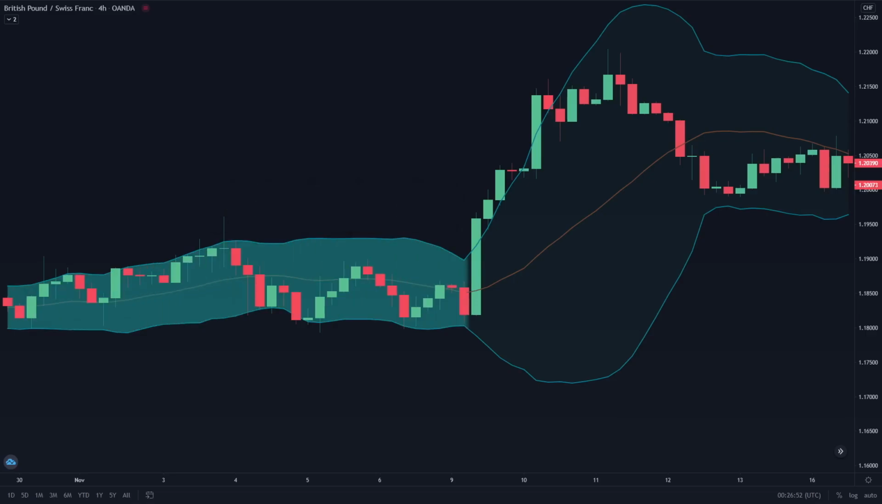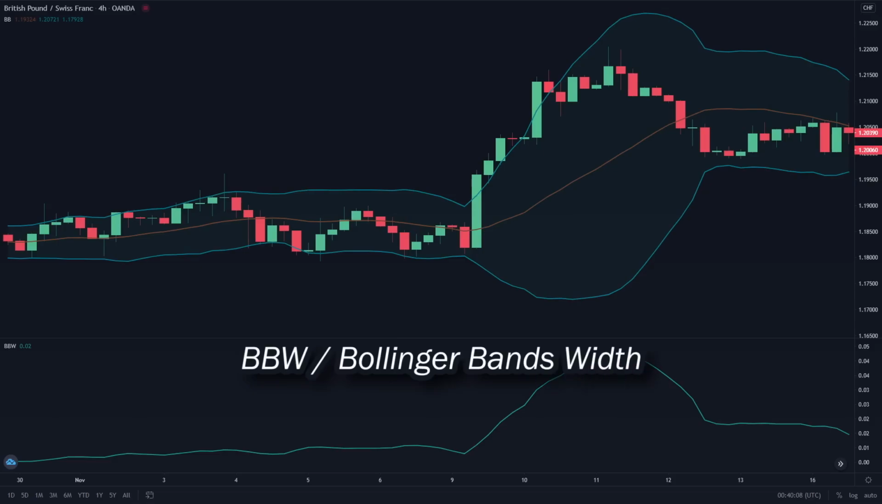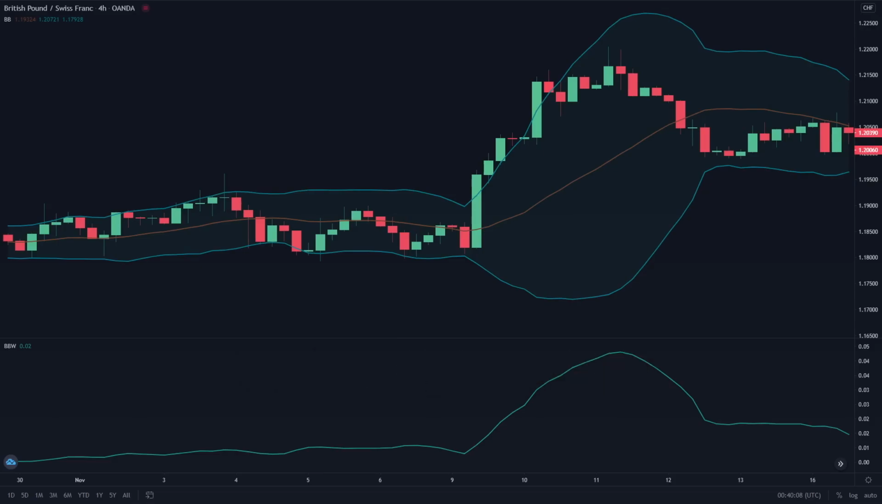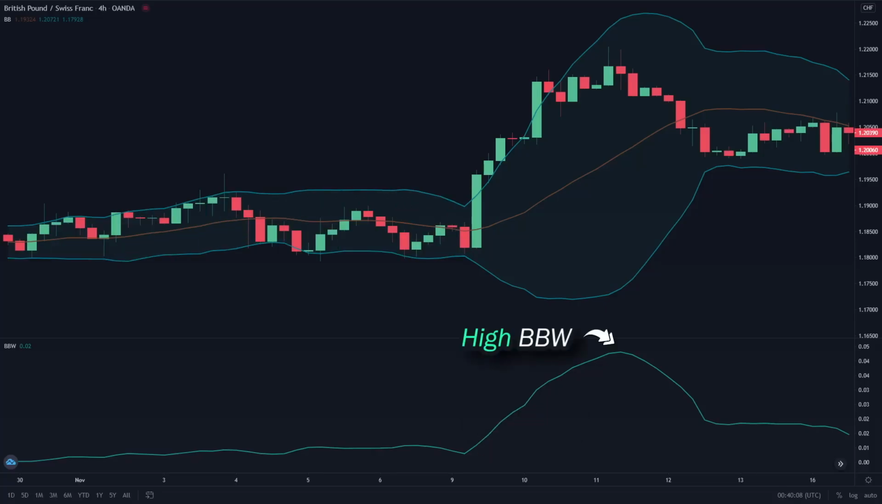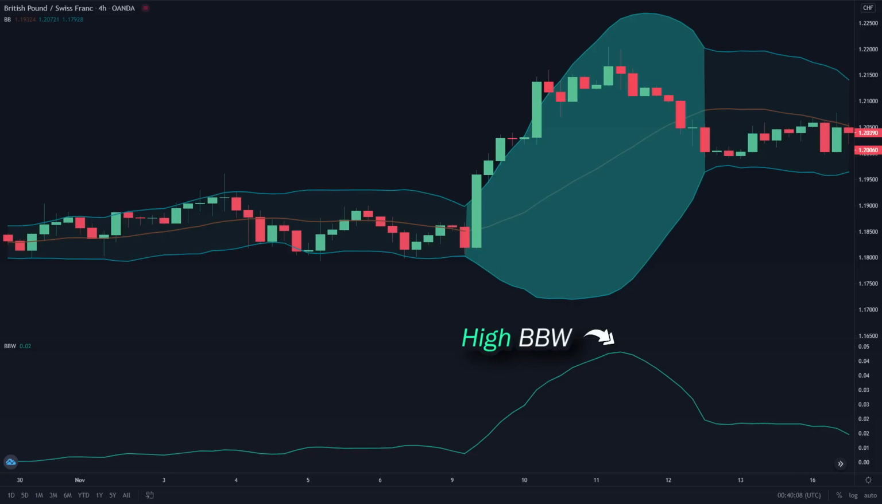Next, the two bands must be close to each other. I like to make my job easier by using an indicator called the BBW, also known as the Bollinger Band width. This indicator shows how far apart the bands are. If the BBW is low, it means that the gap between the two lines is close, and if it's high, it means that the gap is further apart. Note that the two indicators need to have the same settings for it to work.